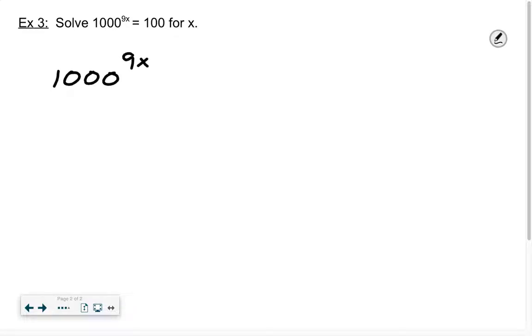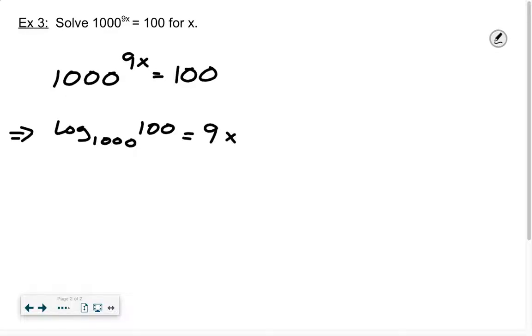1,000 raised to the 9x is equal to 100. And the first thing we could do is convert it to log form, which would mean if I take the log base 1,000 of 100, that is equal to our 9x. And if we continue to solve this thing, the change of base formula is what we want to use here.